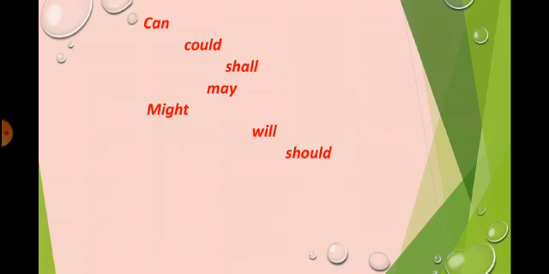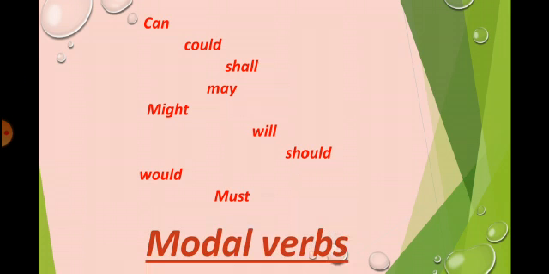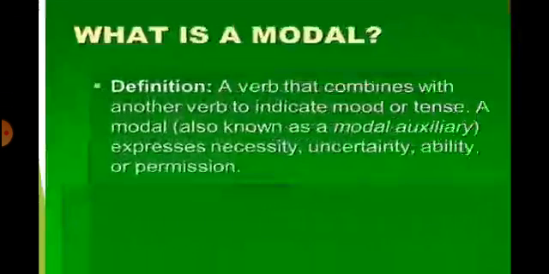So before that we will see some words here: can, could, shall, may, might, will, should, would, must. So what type of words are these? Okay, these are modal verbs. We will try to see the definition of modal verb.